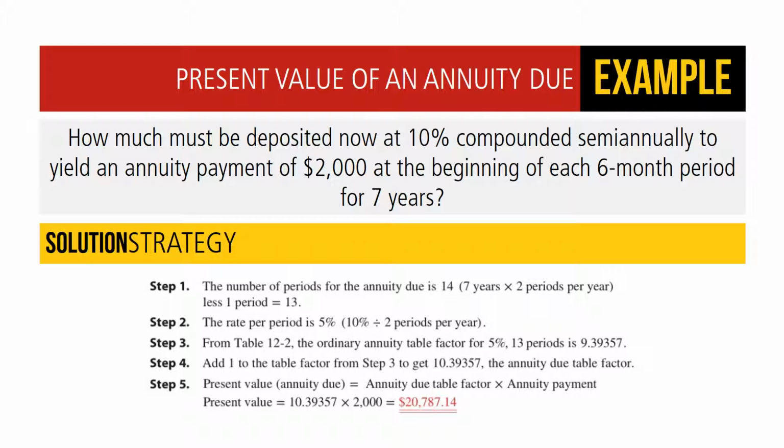Step 3. From table 12.2 in your text, the ordinary annuity table factor for 5%, 13 periods, is 9.39357. Step 4. Add 1 to the table factor from Step 3 to get 10.39357, the annuity due table factor. Now, present value equals 10.39357 times 2,000, which equals $20,787.14.